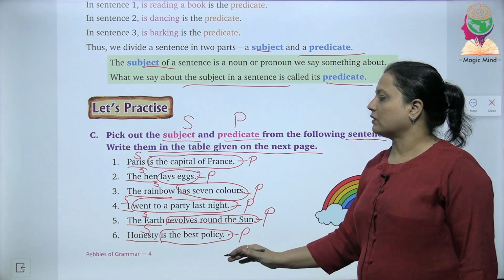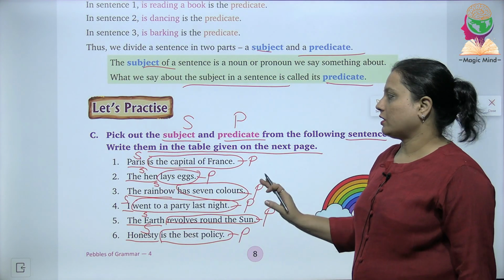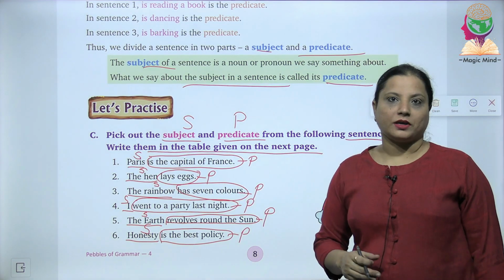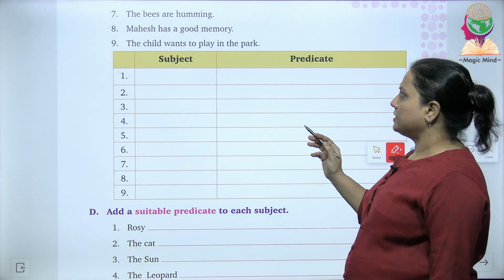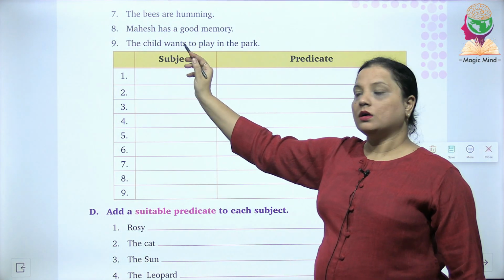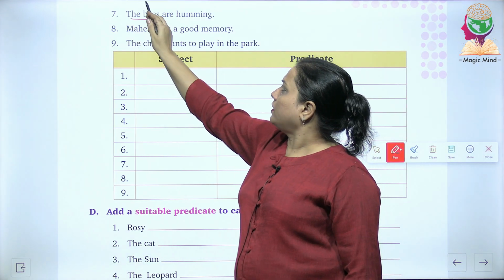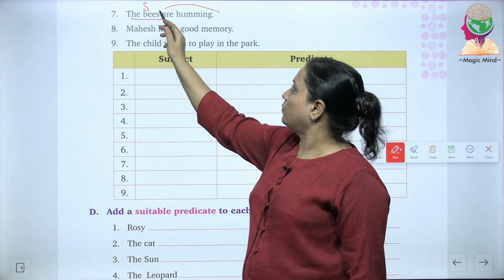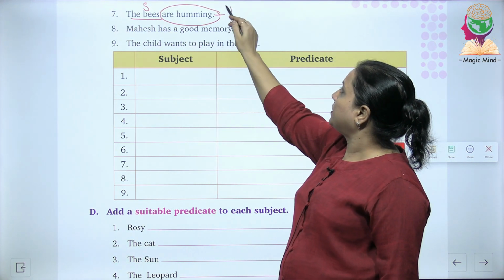So with this we have completed the 6 statements here of the C question. Let's now move to the next page. The 7th part here is the bees are humming. The bees is the noun part, hence we will state it as the subject. Are humming will be known as the predicate.